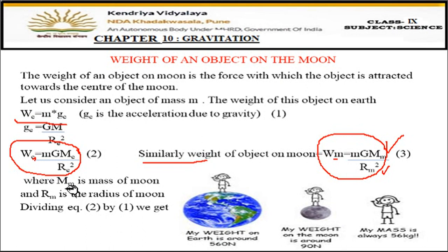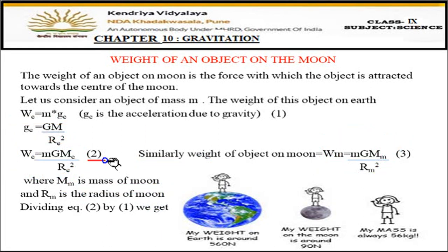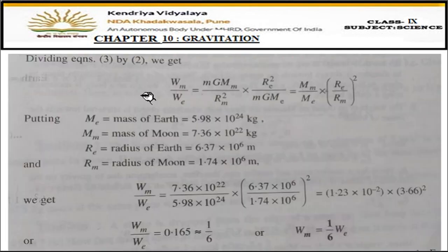So here it is written that M is the mass of the moon, Rm is the radius of the moon. Now what we have to do, we have to divide equation number 2 by equation number 3. Okay, it's written here 1, it's 3 here. So dividing equation number 2 by equation number 3. Now what we will get, let's see. So now dividing means we are dividing the weight of the moon by the weight of the earth. Okay, so you have to just put the values.